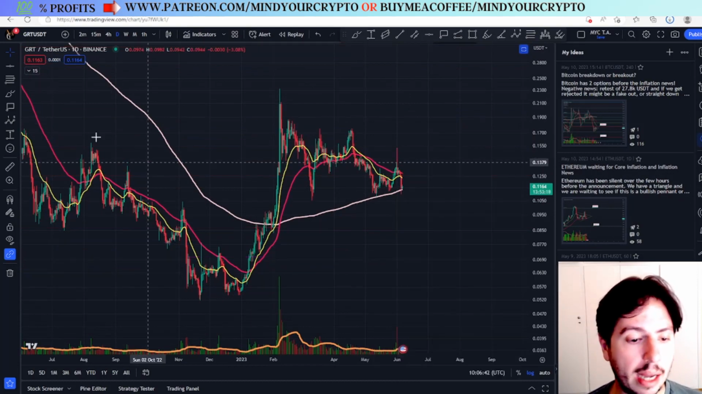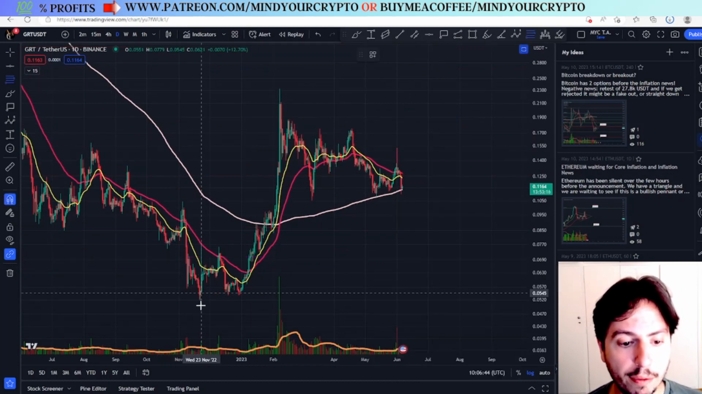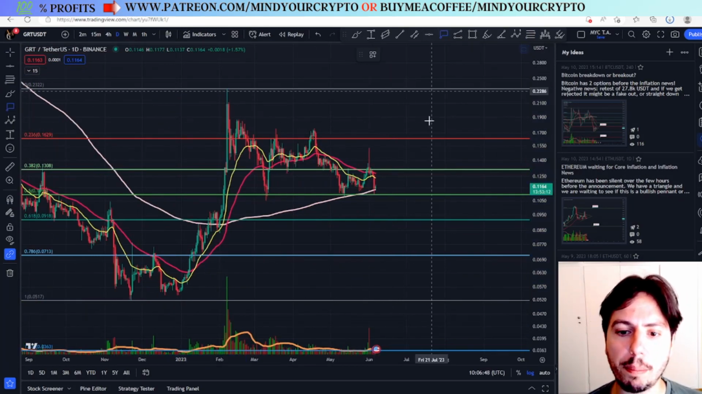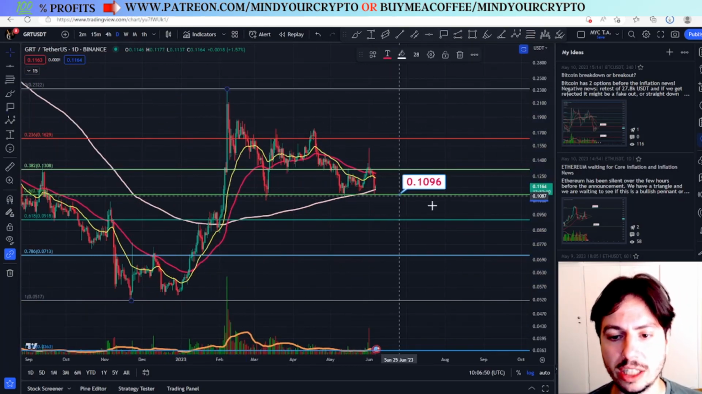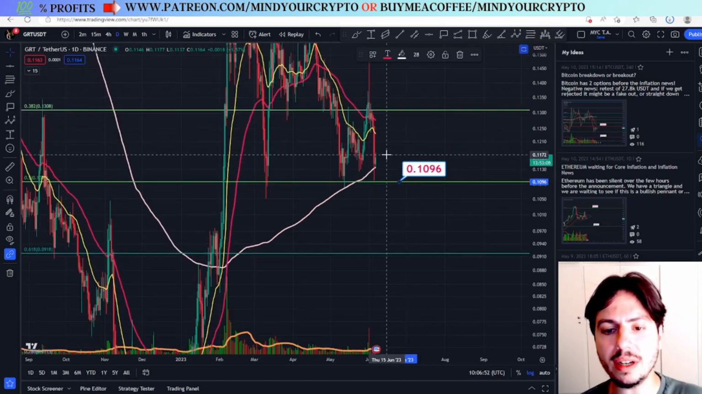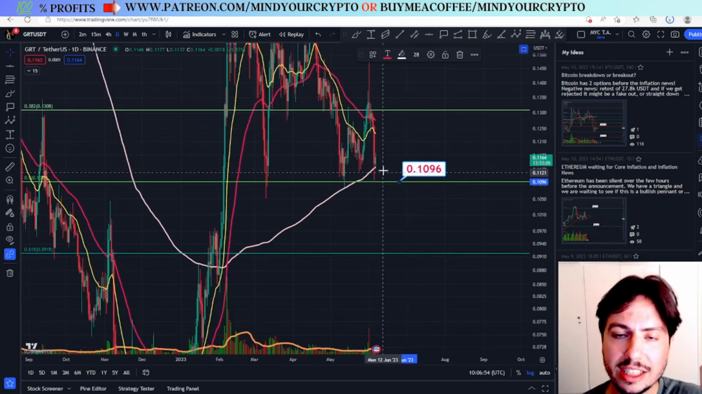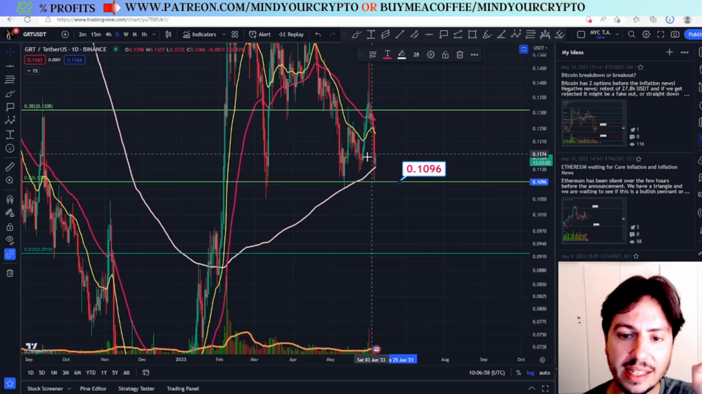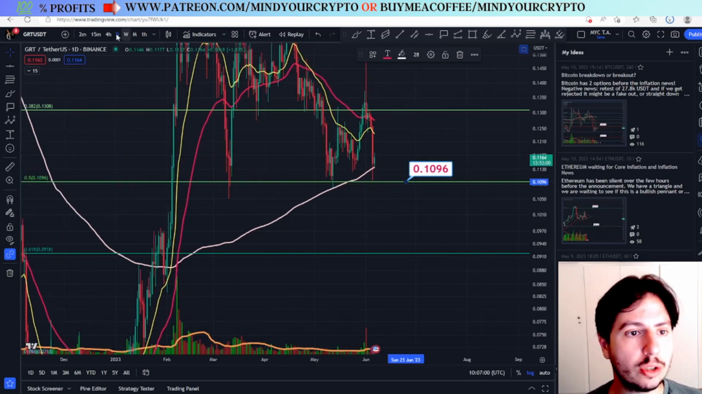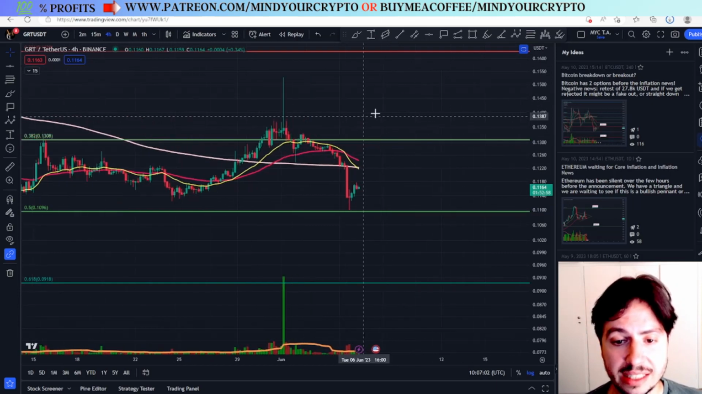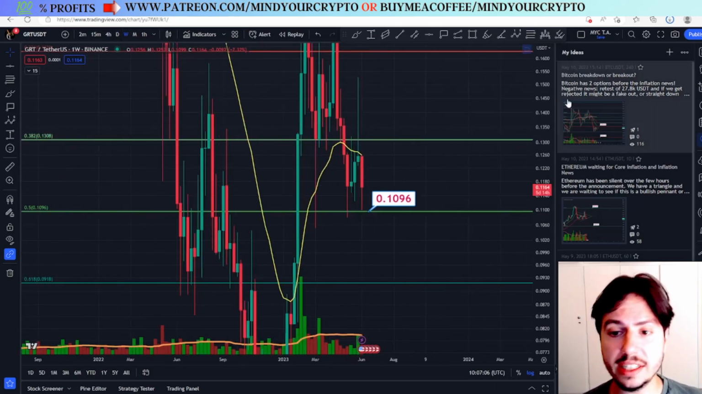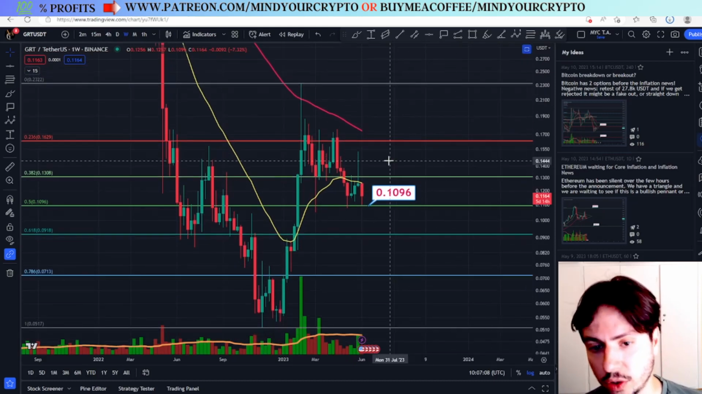But at the same time, let's redraw the fib from the bottom to the top. You can see that we still hold the 0.5 Fibonacci retracement, which is the 0.11. Not only that, but we found the support level on the 200-day moving average, this white line right here, and right now we are staying above it today at least. Right here though, we need to check some things before we come to a conclusion.